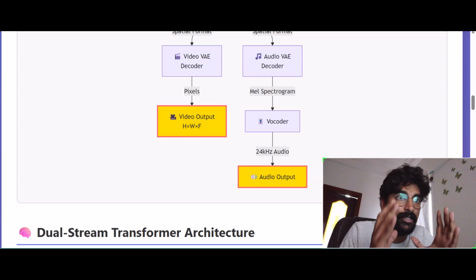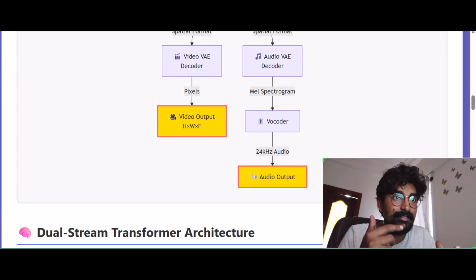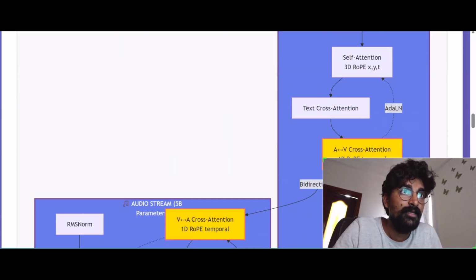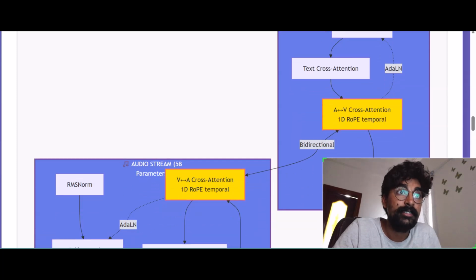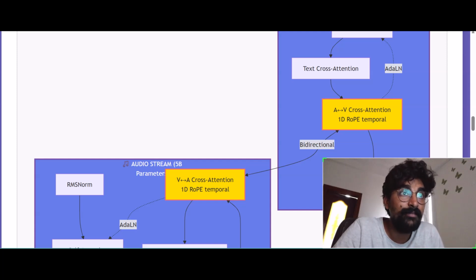So how will it sync that? If you close the door, only at that time should the sound be generated. So how will that happen? That happens due to this dual stream transformer architecture. The dual stream transformer architecture is, for example, RMS norm, then self attention, then cross attention, and then audio video cross attention with 1D ROPE. ROPE means rotational positional encoding, used here with the temporal information. So this block is very important here, audio video cross attention.